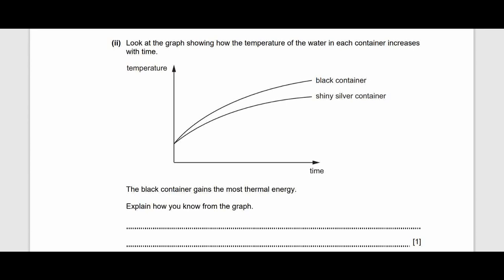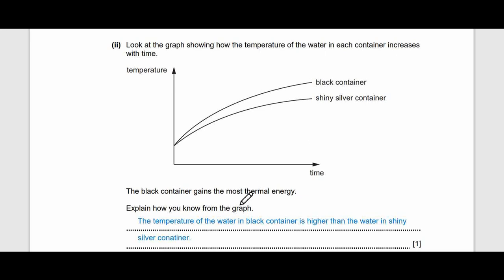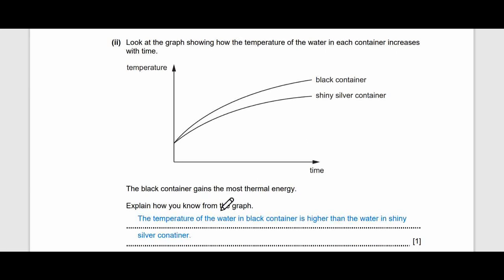Alright, let's open up the answer. Here's an example of the correct answer. The temperature of the water in the black container is higher than the water in the shiny silver container. So that will be our answer.